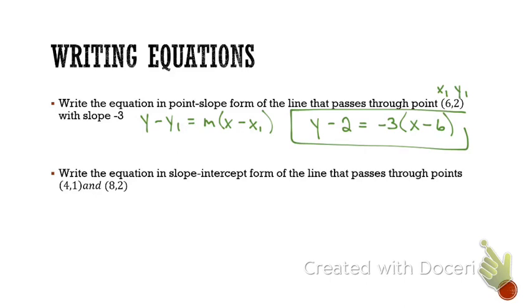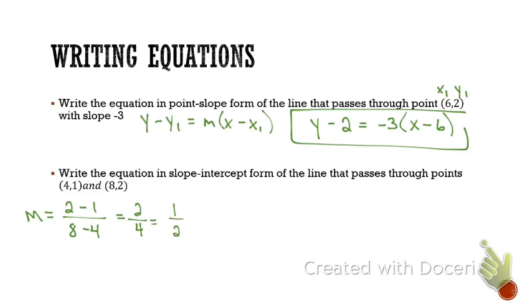Now in this next one, it's going to say write the equation in slope-intercept form. Just like in the last slide, you need 2 things to write an equation in slope-intercept: you need your slope and you need your y-intercept. So we always start with finding slope. We're going to just plug these numbers into our formula, y2 minus y1 over x2 minus x1. 2 over 4 gives me 1/2.